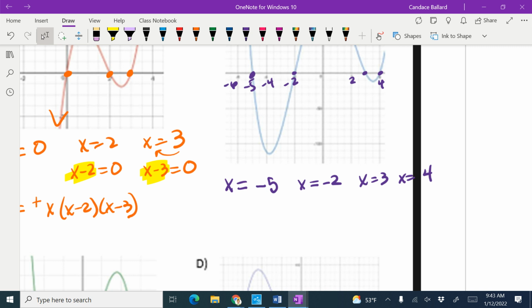Okay, we're going to reverse the zero product property. So I'm going to take this 5 and add it to both sides. So I get x plus 5 equals 0. I'm going to take that 2 and add it to the other side. So what do I end up with? X plus 2. Good. I'm going to take the 3 and add it to the other side. What am I going to get? Good. Take the 4 and add it to the other side. I'm going to get good.